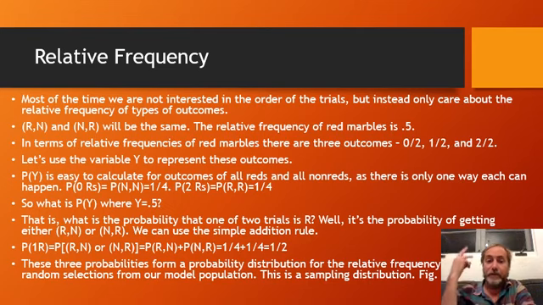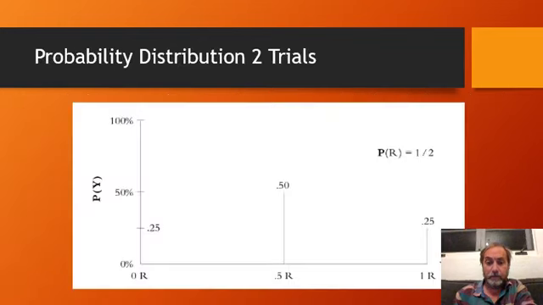So these 3 probabilities form what we call a probability distribution for the relative frequencies of random selections from a model population, right? So this is what we call a sampling distribution. It'll be on the next slide. So this is our probability distribution in our 2 trial sample, right?